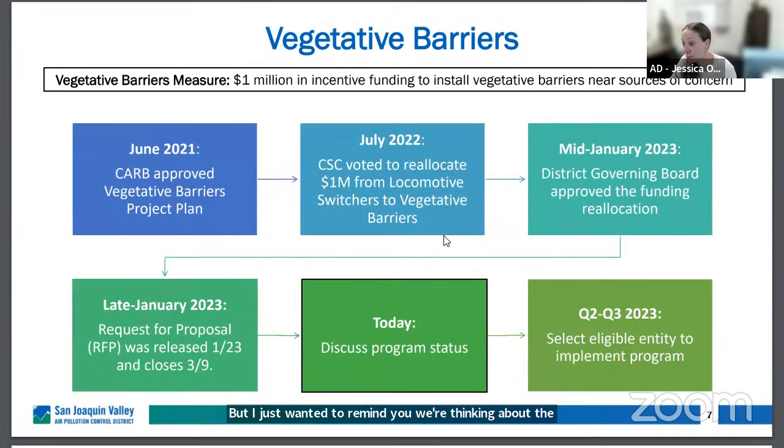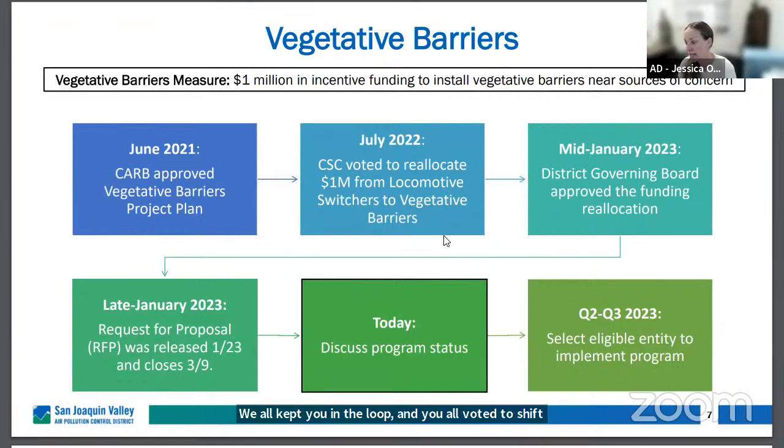All right, so just an update and then some things that I noted that I wrote down earlier. I just wanted to let you know and remind you, the Vegetative Barriers Program, we approved the project plan and CARB approved that project plan in 2021, but originally the CSC didn't have funding allocated. There was an ask to not have funding and see if we could just find partners. We all kept you in the loop and you all voted to shift funding so it would be funded.